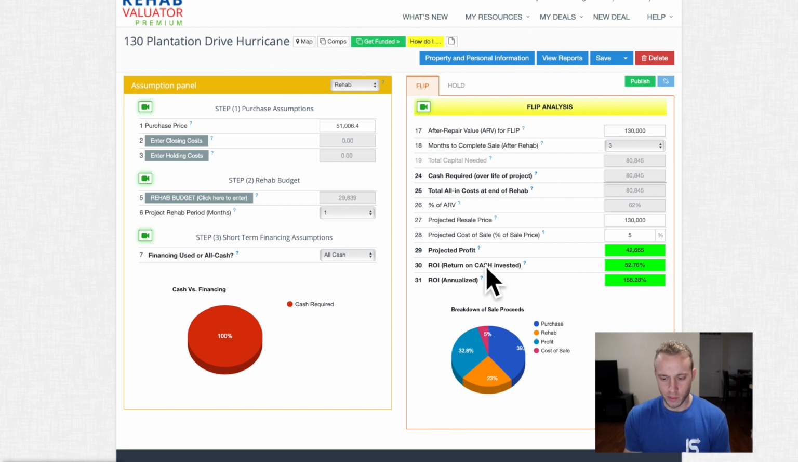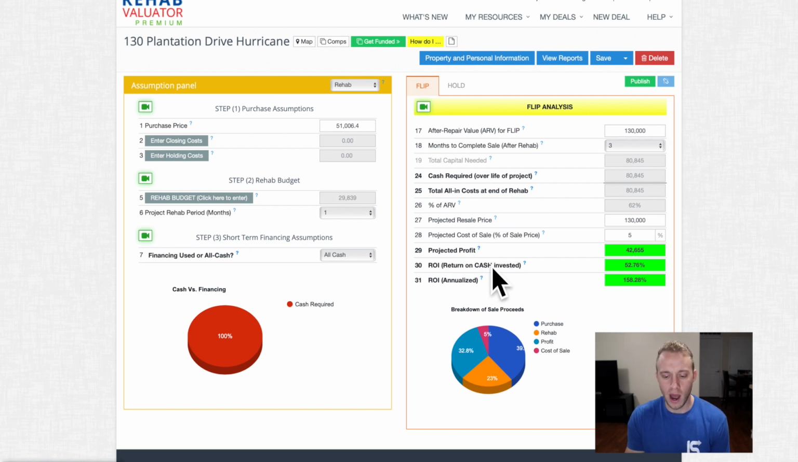Then you go down to the projected profit now. Oh, sorry, line 28, projected cost of the sale. So that's the sale price, that's 5%. That's what we're going to pay our realtor. That's what it's going to cost us to sell it. And our realtor fee is 5% with our realtor that we have. Again, that's my partner's wife, so we do get a little bit of a deal on that. You're going to be paying anywhere between 5 and 7% in your area. We pay 5.